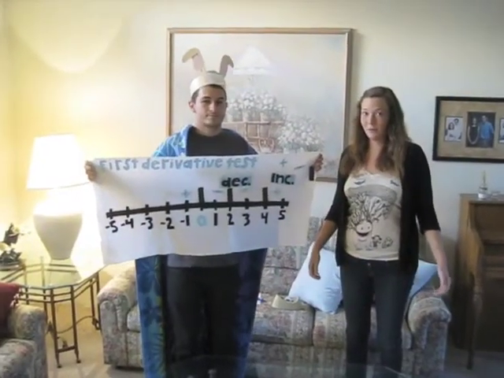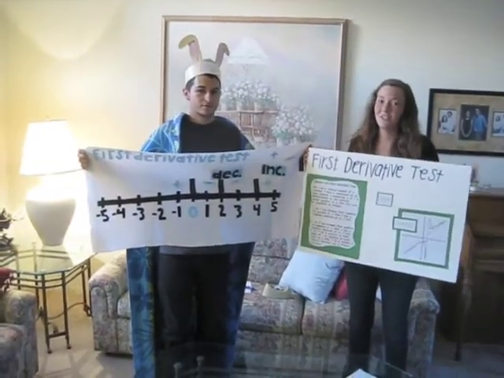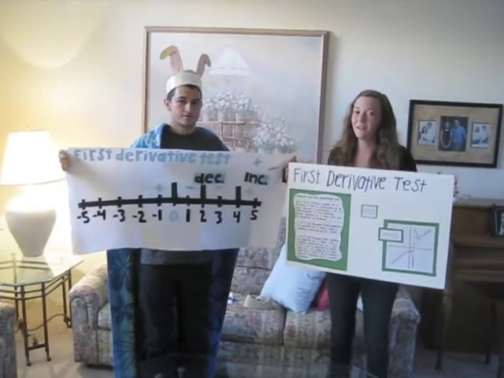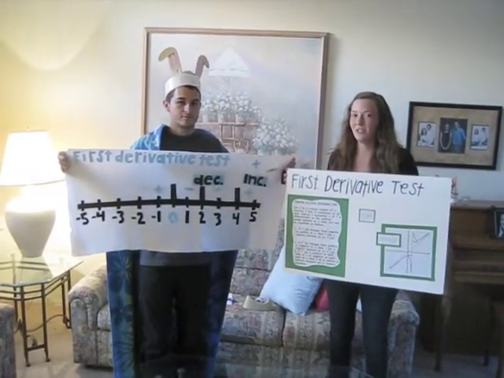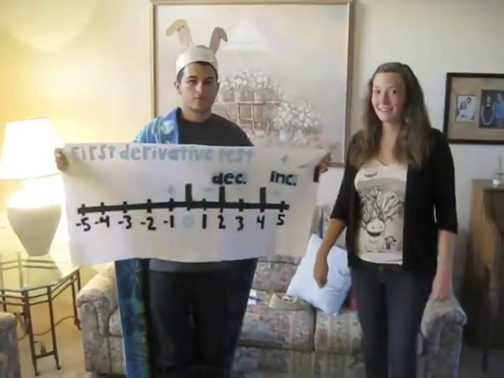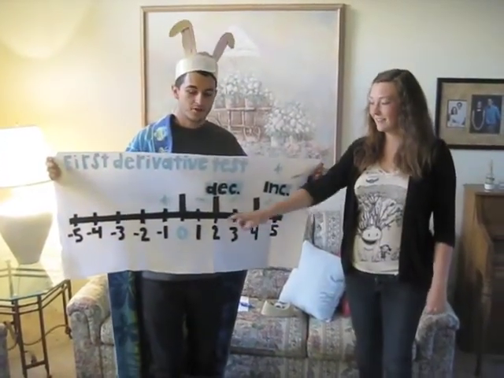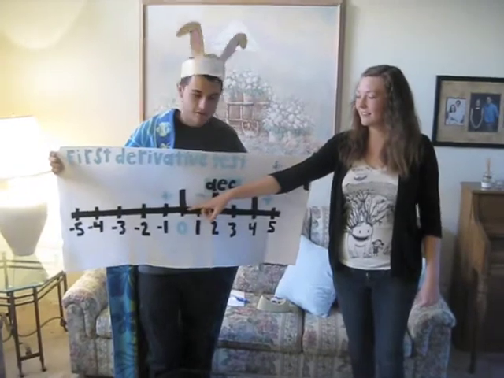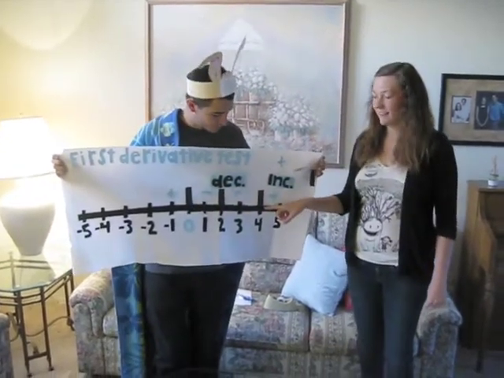As we know from our rules, when it changes from a negative to a positive, it has a relative minimum. And when it changes from a positive to a negative, it has a relative maximum. So that means we have a relative maximum at 0 and a relative minimum at 4.